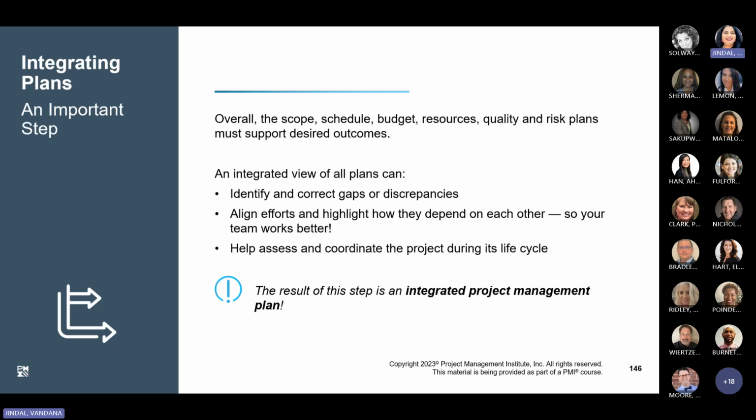So integrating the plan is an important step. It includes the overall scope, schedule, budget, resources, quality, and risk plans, which must support the desired outcome. These steps coordinate and evaluate all plans and activities that will be used throughout the project. No matter the life cycle, the plan needs to come together somehow and inform the work. And this is an important step in thought and practice that all project practitioners need to do.